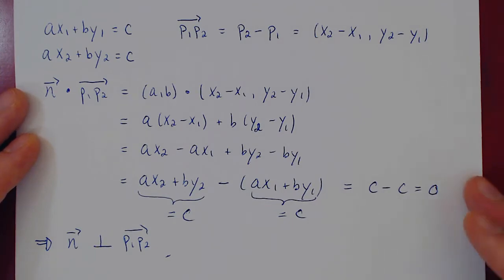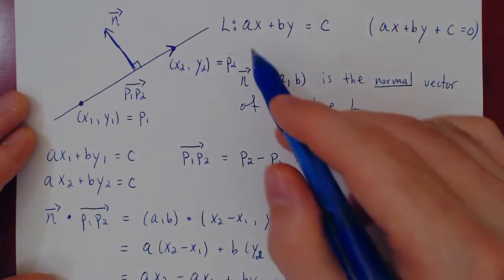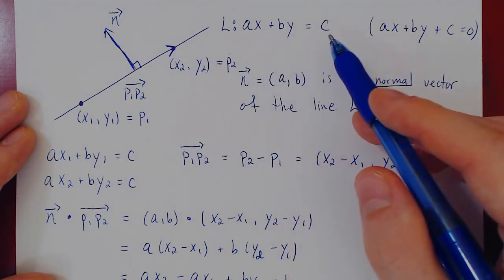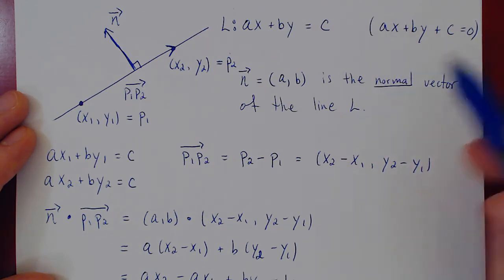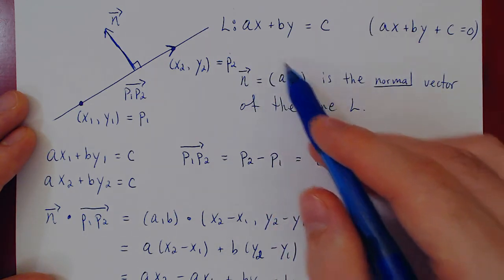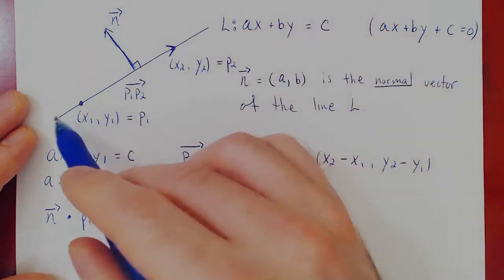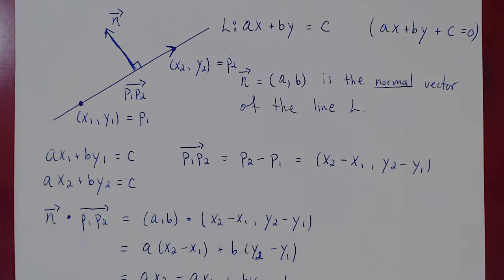And this completes the proof. So every time you have a line in the xy plane given by an equation written in this form, ax plus by equals c, or ax plus by plus c equals 0, the vector given by (a, b), the multiple of x, multiple of y, is always perpendicular to the line. With this really simple fact, but really important, and the help of orthogonal projections, let us now solve our first distance problem.